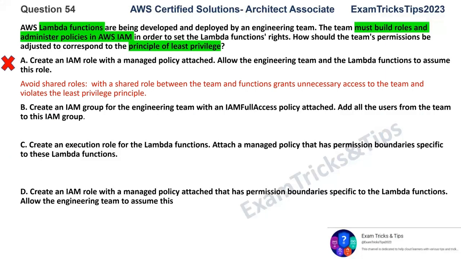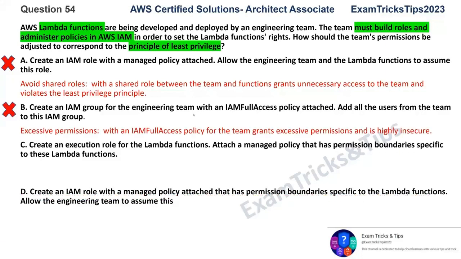We rule that out. Option B is the next one. Create an IAM group for the engineering team with an IAM full access policy attached, and add all the users from the team to this group. Now, in this case, it says give IAM full access, and that's excessive permissions. We shouldn't be giving anything more than what is necessary. We discussed in the beginning of this question that we should not give any administrator, root, power user, or anything that gives unnecessary access. So this is wrong. It's a straightforward incorrect option. Option C we'll skip, and we'll go to option D.